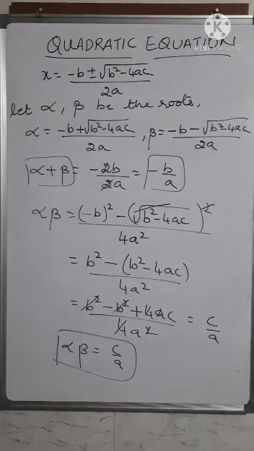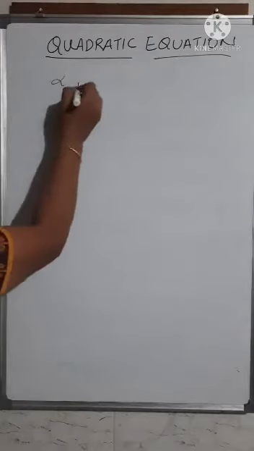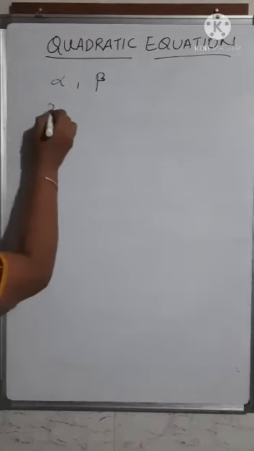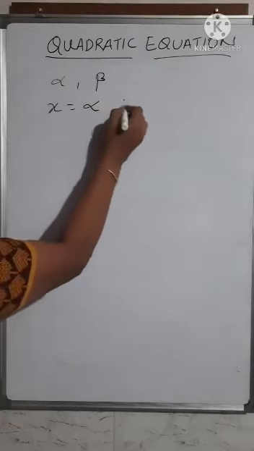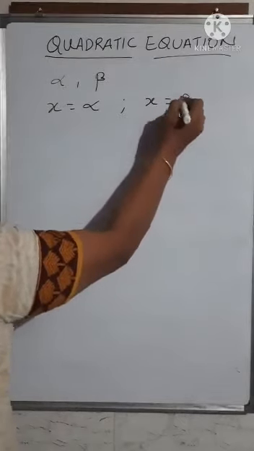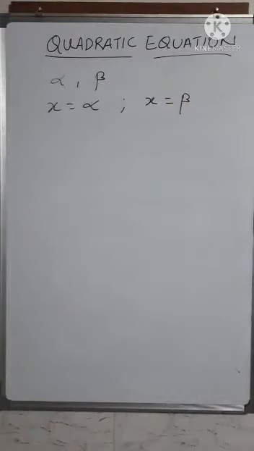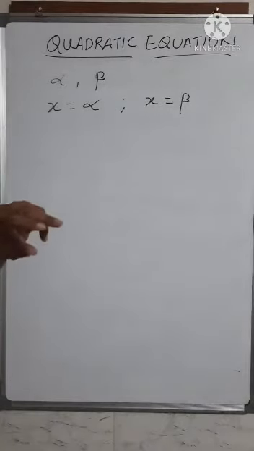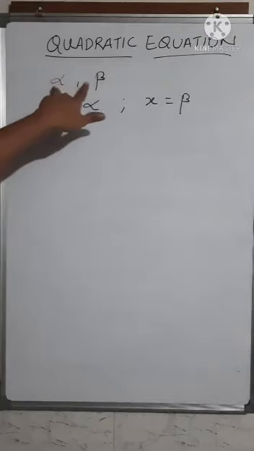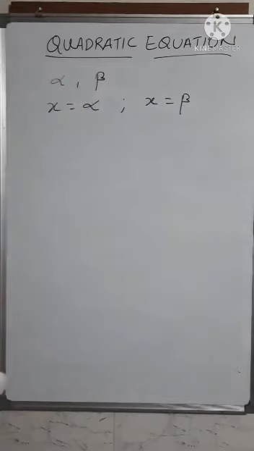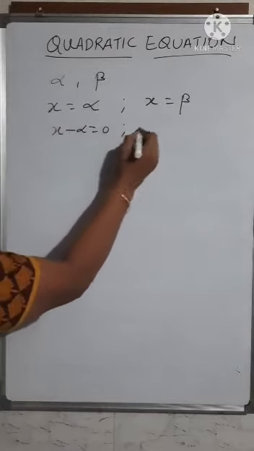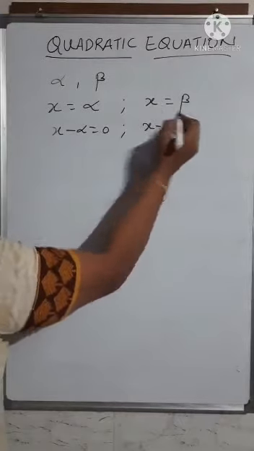Now next, when two roots are given, how to frame a quadratic equation. Suppose you have alpha and beta as the roots of the equation. What it means is x should be either equal to alpha or x should be equal to beta. That is the meaning of the roots: the value of x should be alpha or the value of x should be beta. From this I'll take alpha to the other side, I'll get x minus alpha is equal to 0, x minus beta is equal to 0.